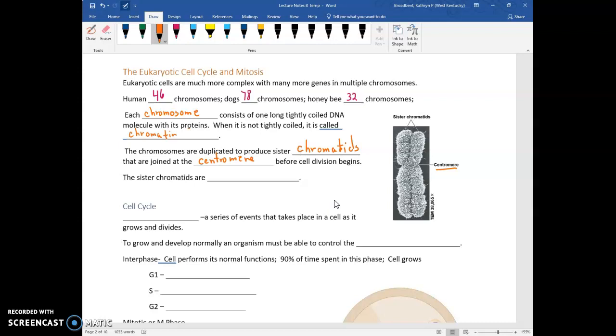Before division begins, I want you to notice we've got some words that sound kind of alike. We've got chromosome up here. We've got chromatin, which is just the uncoiled chromosome, the same stuff, DNA and protein. And then we've got chromatid, and this is one chromatid, and this is the other sister chromatid. Okay, so make sure we keep those straight. The sister chromatids are identical. They're identical copies of each other.